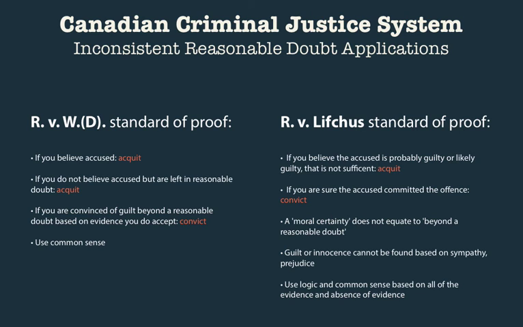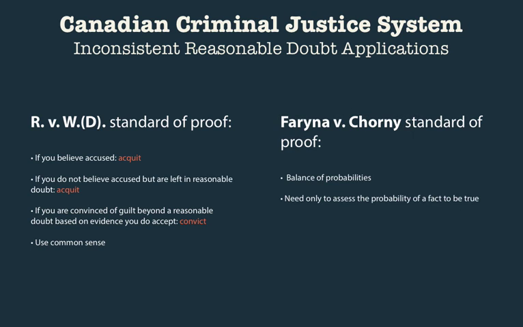So, to those whining about needing a special court for sexual assault victims, don't you see? You already have it. You already have your very own standard of proof. And when R versus WD is applied in combination with Faryna versus Chorny, a civil case, as it was in the Uriar case, you are lowering the standard of proof and abusing the law by convicting a man based solely on probability, sympathy, and prejudice.